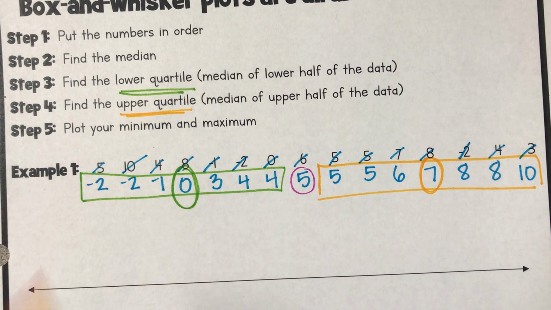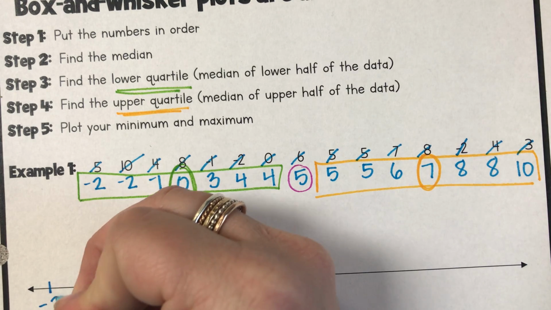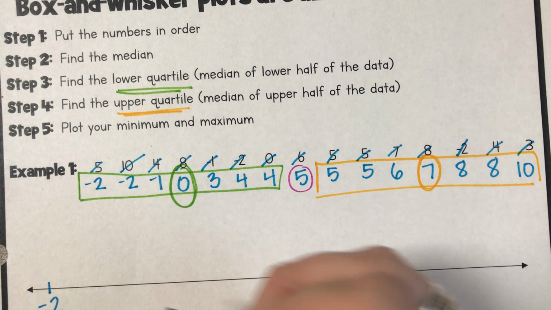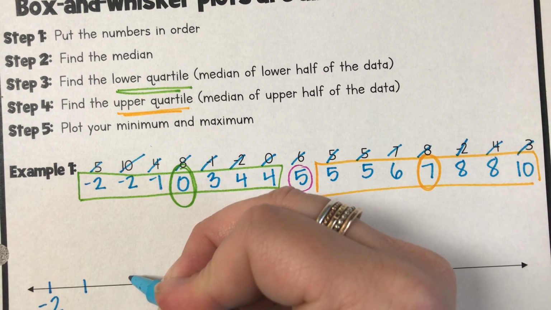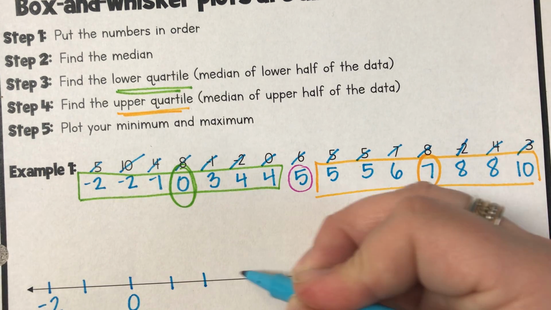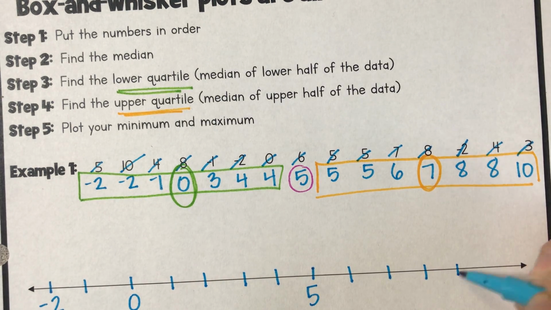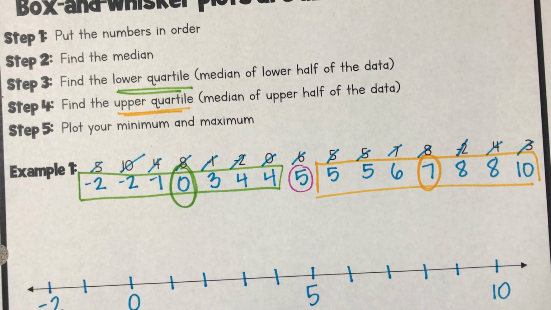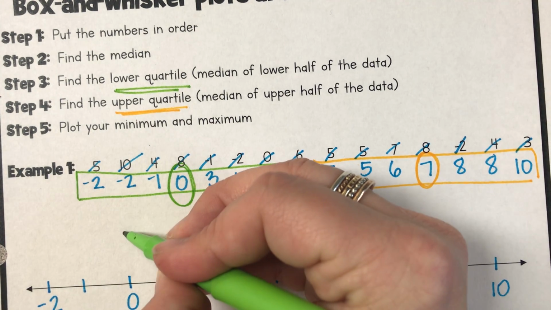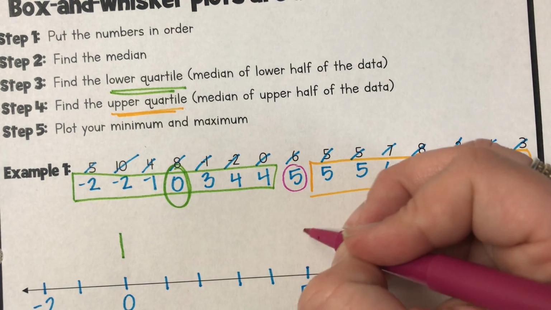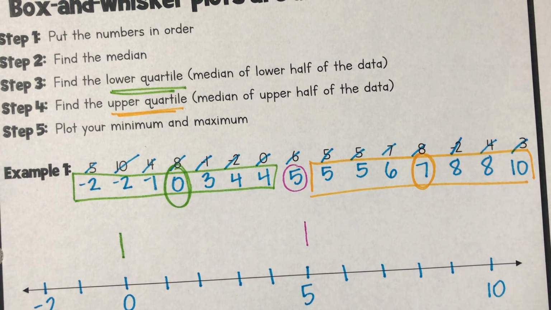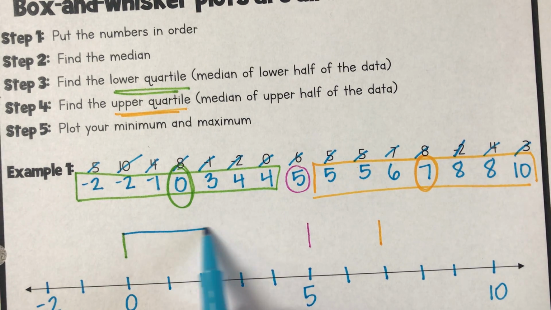And so now we're going to plot all of these on the number line. My number line needs to go from -2 up to +10. So I'm going to go -2, -1, 0, 1, 2, 3, 4, 5, 6, 7, 8, 9, 10. Okay, so I'm going to take the numbers that I found and plot them on my number line. My lower quartile was 0, my median was 5, my upper quartile was 7. So I boxed these in.